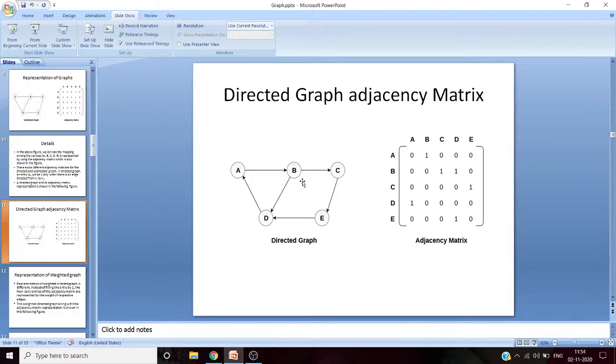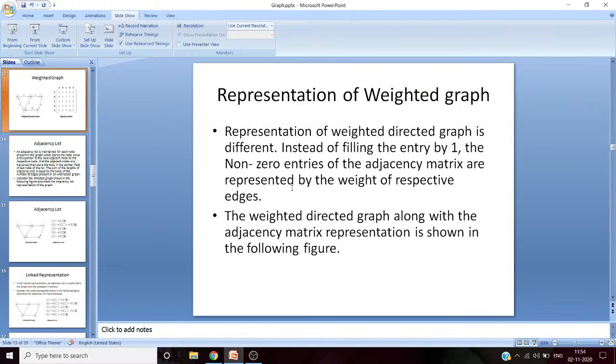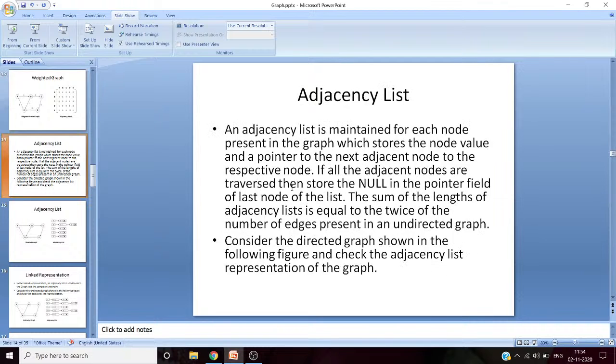So this is how it's represented. We have to follow the direction in the case of a directed graph. We don't have to follow the direction in the case of an undirected graph. Okay. Then we can represent it with a list.